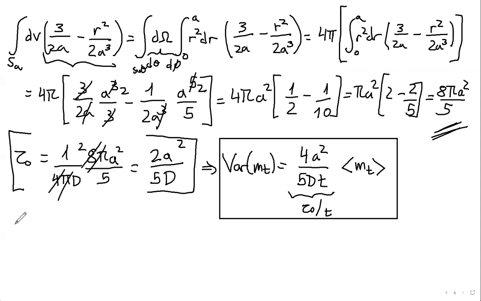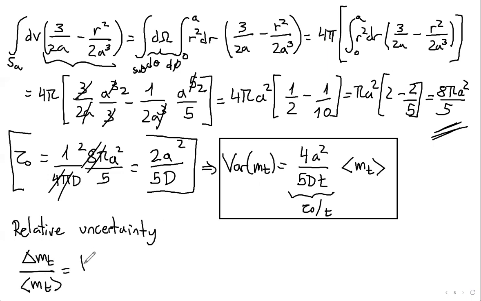So we can compute the relative uncertainty, which was our main goal: the relative uncertainty in measuring the number of molecules. The relative uncertainty is, again, delta mt divided by the mean. So it's the square root of the variance of mt divided by the mean. The first thing you see is that there is this prefactor.